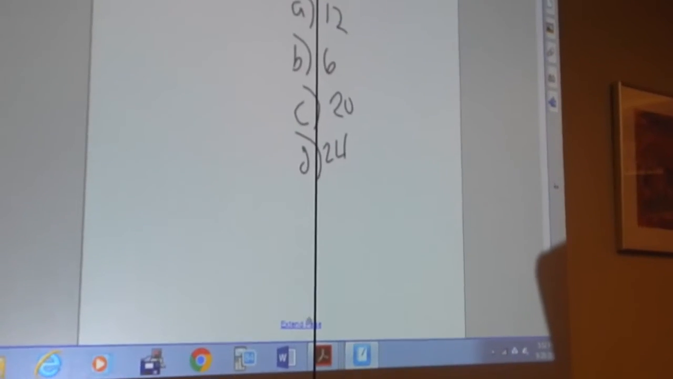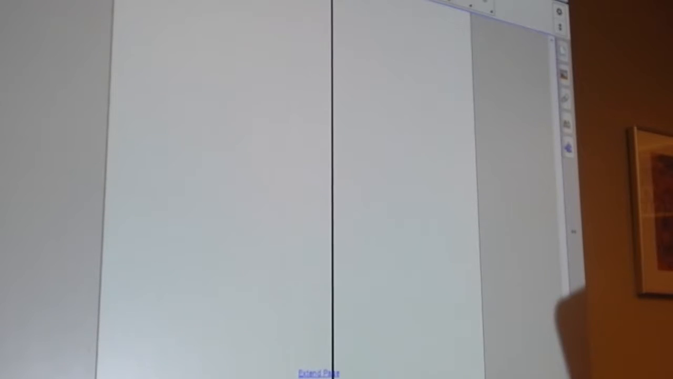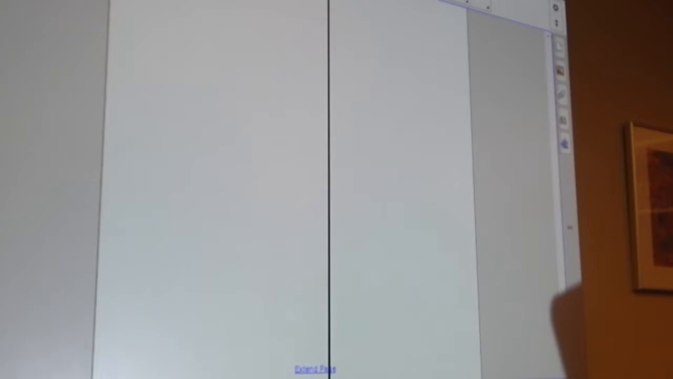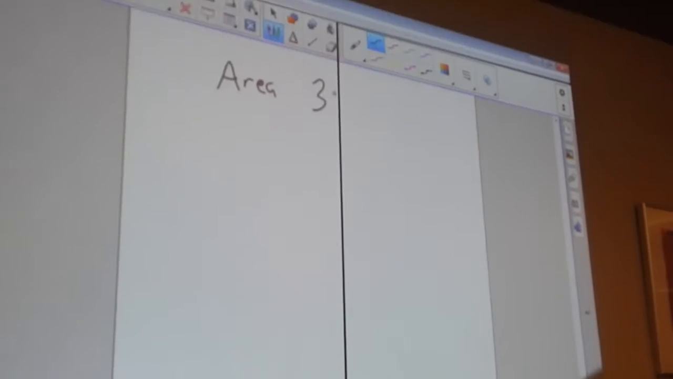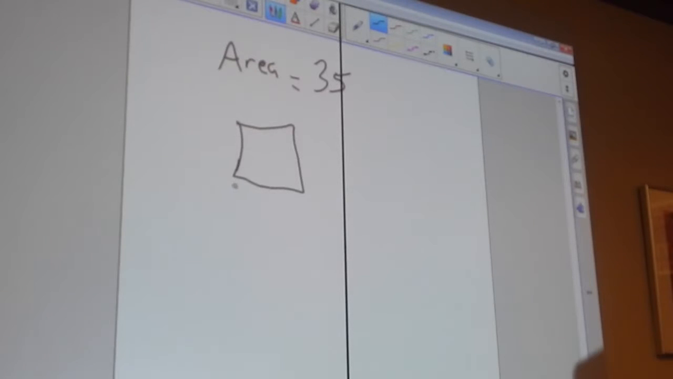Leave it right there. I want to do another one. Let's see what you get. Let's say this time again we have an area of 35. One of your sides is 7. What's your perimeter? I'll let y'all work on that real quick. And in fact, in this one, I'm going to do a test time strategy. We're going to do this one in less than a minute.